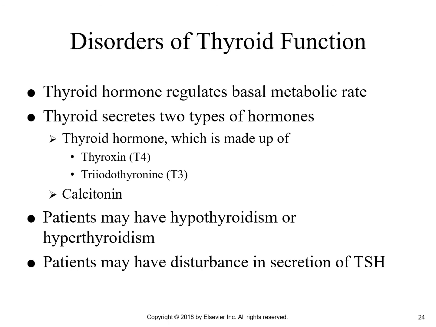Disorders of the thyroid function. Thyroid hormone regulates basal metabolic rate. The thyroid secretes two types of hormone, T4 or thyroxine and triiodothyronine, T3, as well as calcitonin. Patients may have hypothyroidism or hyperthyroidism, and patients may have a disturbance in secretion of TSH.